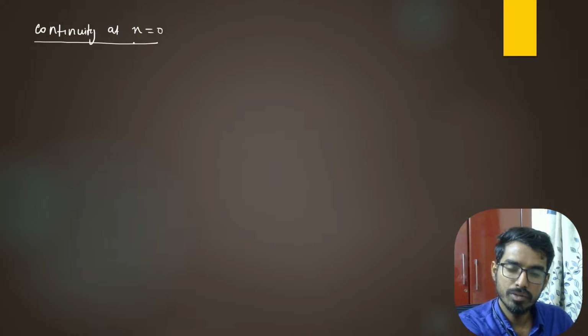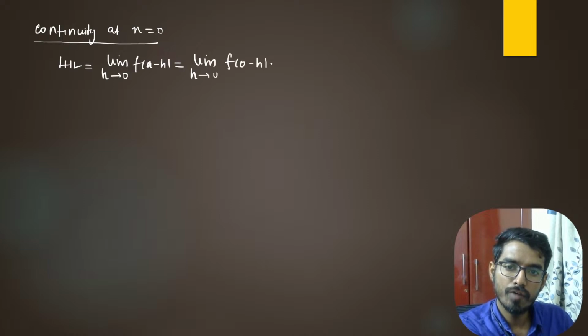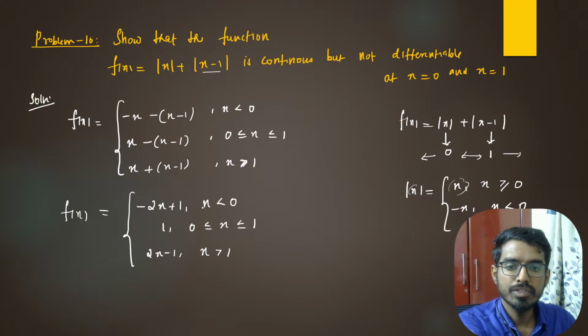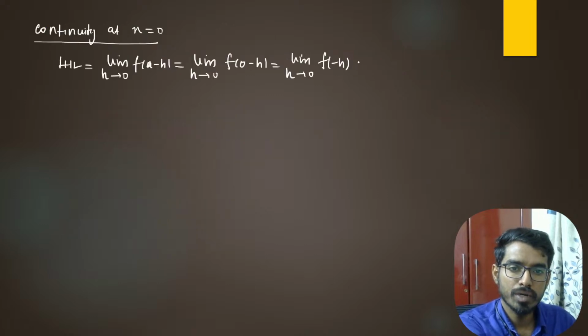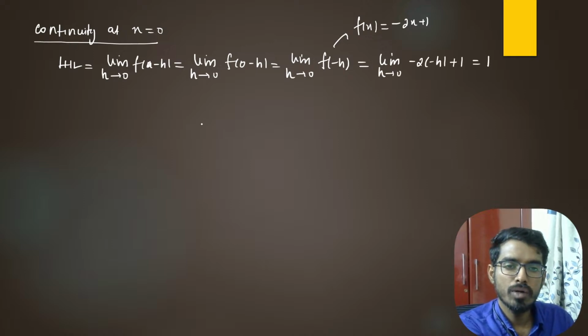Continuity at x is equal to 0. First, you find LHL. So limit h tending to 0, f of 0 minus h, limit h tending to 0, f of minus h. See, on the left hand side of 0, what is your function? Minus 2x plus 1. So f of x is minus 2x plus 1, because I'm finding LHL. In that you have to put x is equal to minus h. This will be minus 2 times minus h plus 1. This will be equal to 1.